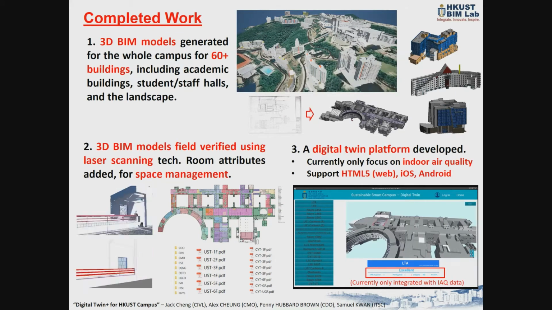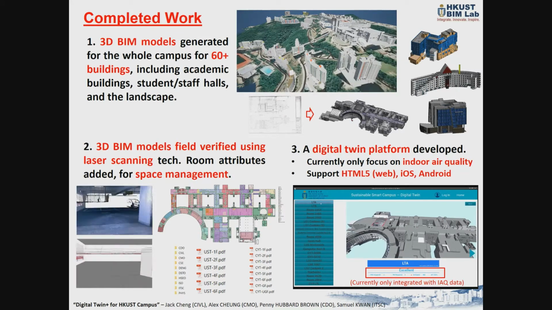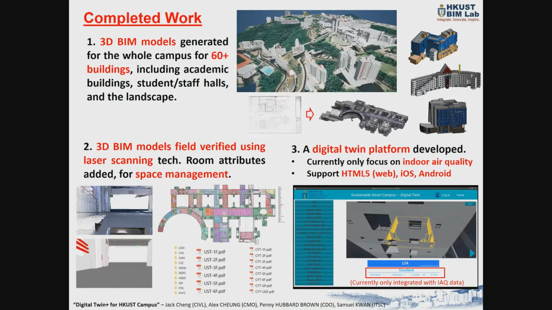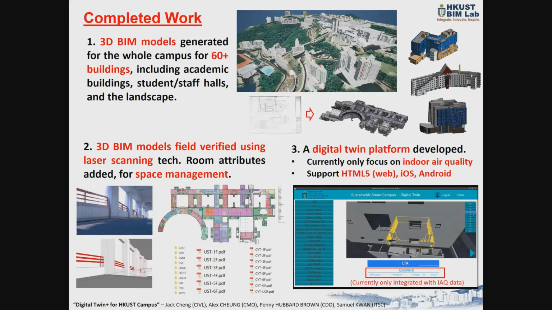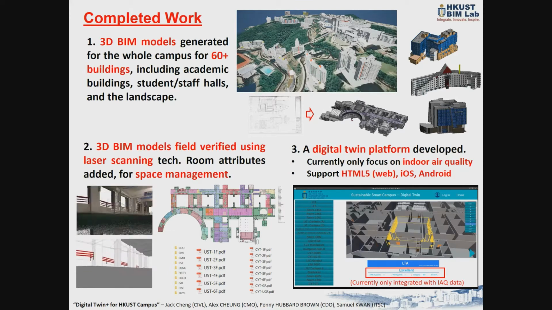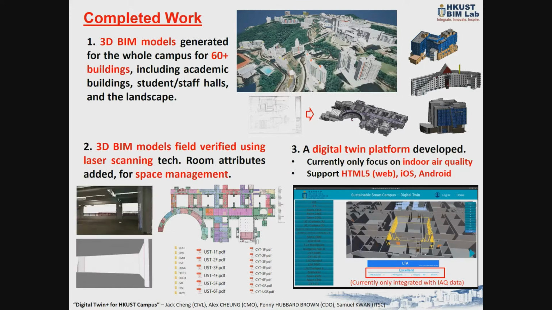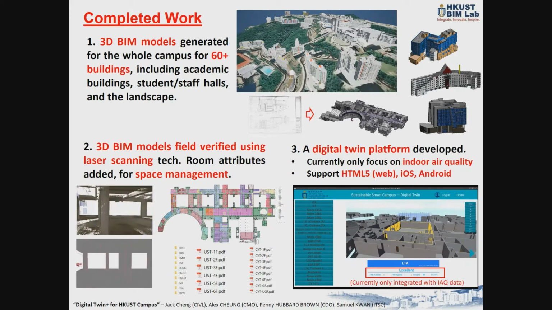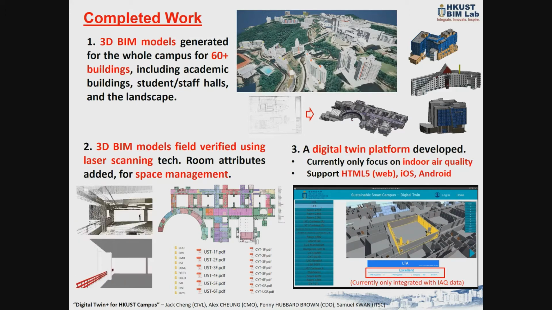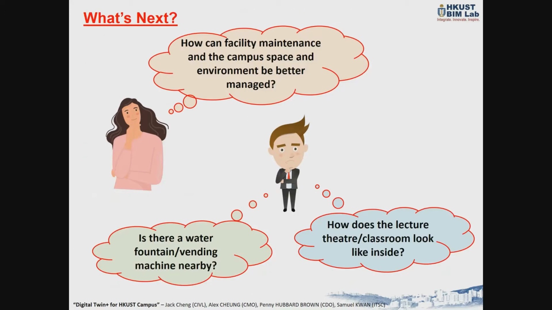So far, we have created the 3D digital models of over 60 buildings on campus. These models were then field verified and enriched with room attributes for space management, with floor plans of different coloring. We also developed a digital twin platform available on app and web versions for IQ data. But all these are only the beginning.